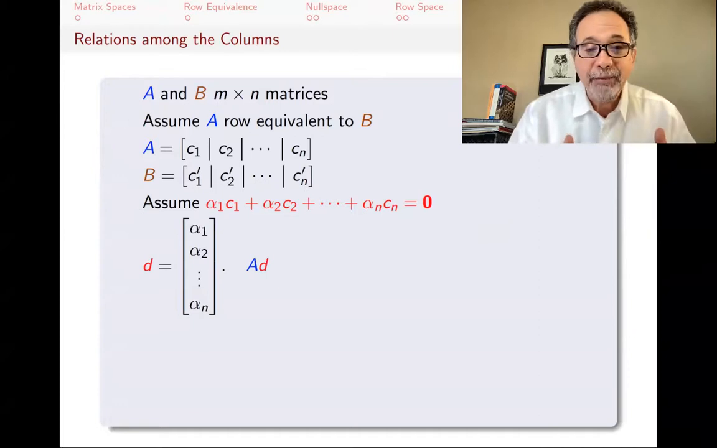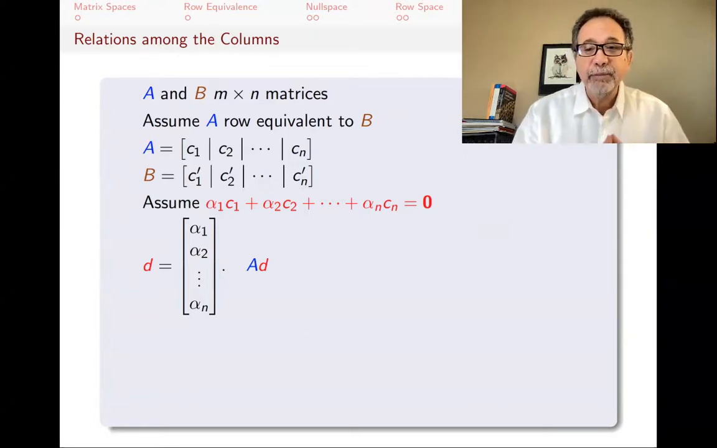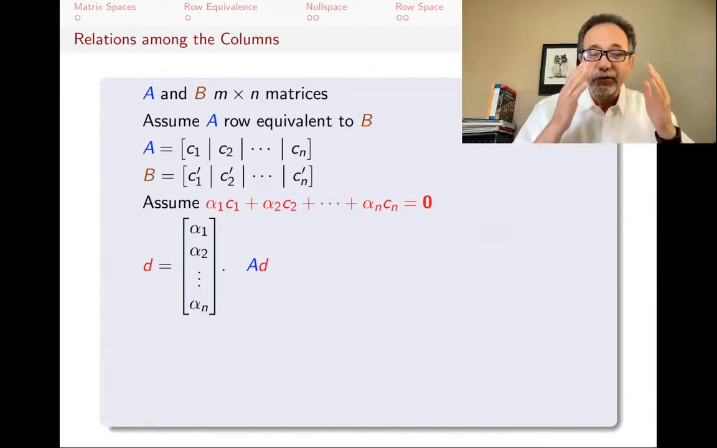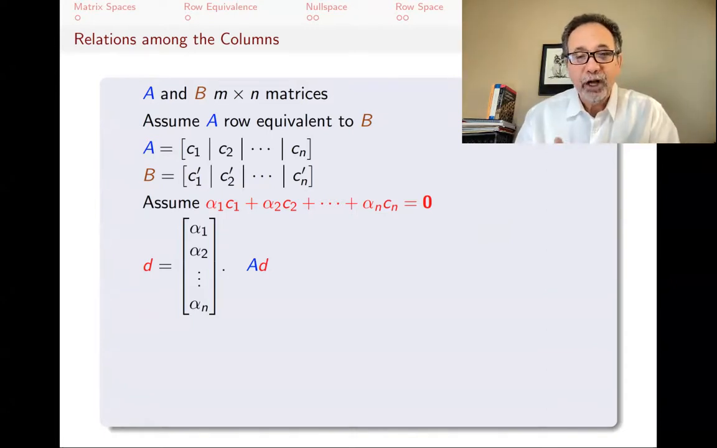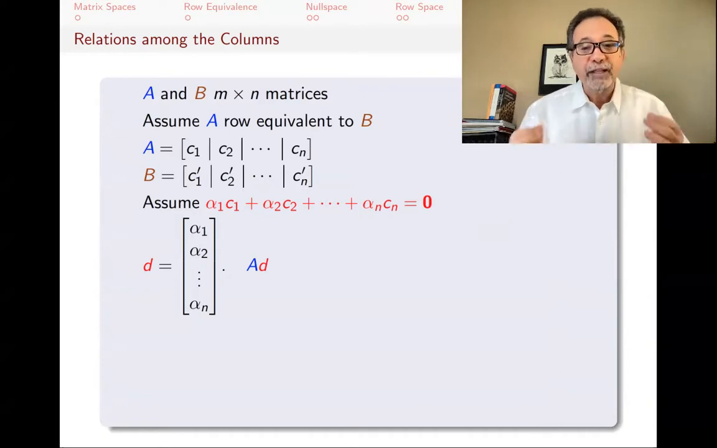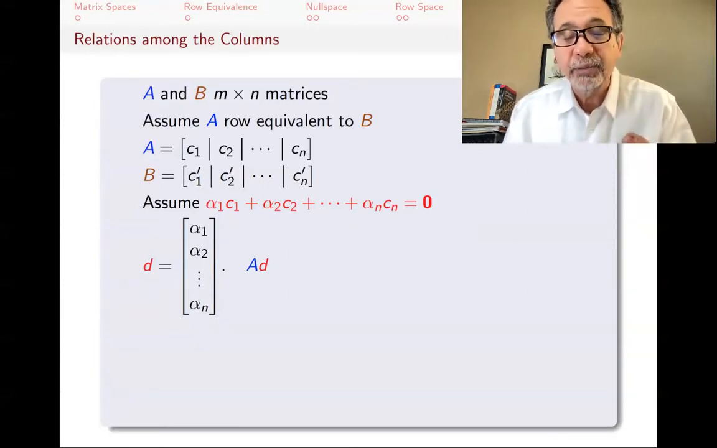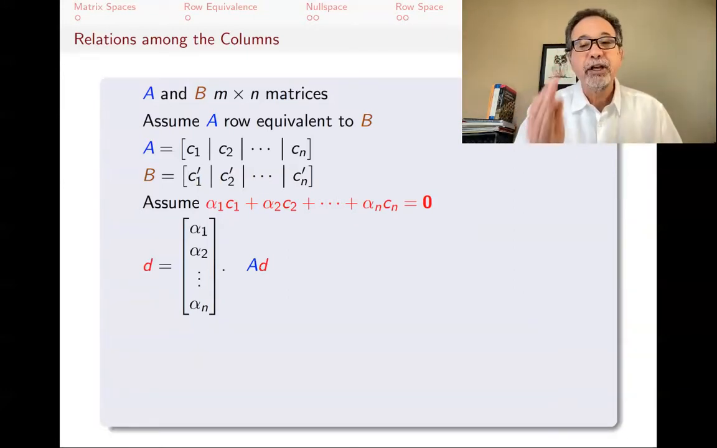Now, A is an m by n matrix. D is a column vector. How do we multiply a matrix by a column vector? We had a whole video about this, about another way of thinking about matrix multiplication. The definition would tell you to take the rows of A and find a dot product with D. But the way we often like to think about it is that when you multiply a matrix by a column vector, what you get is a linear combination of the columns with the scalars coming from the column vector.